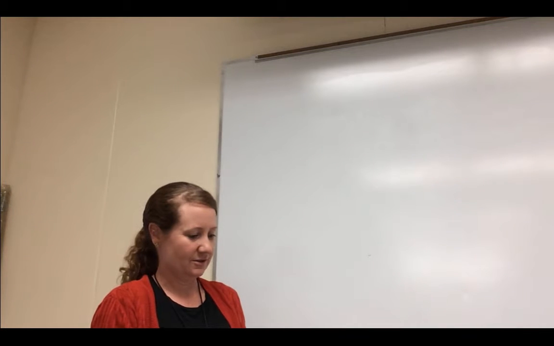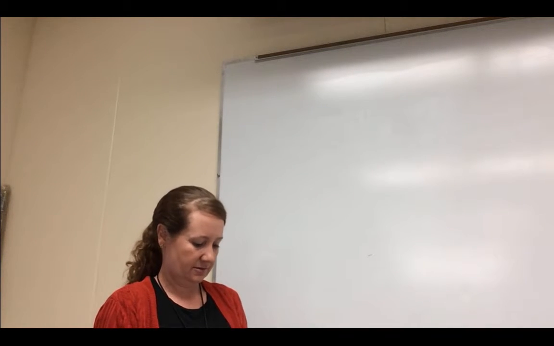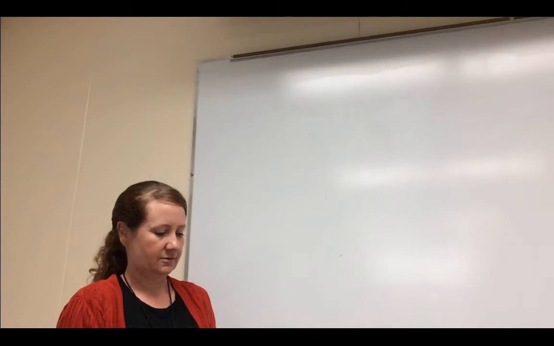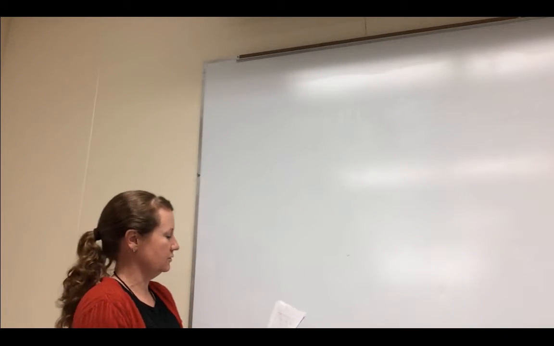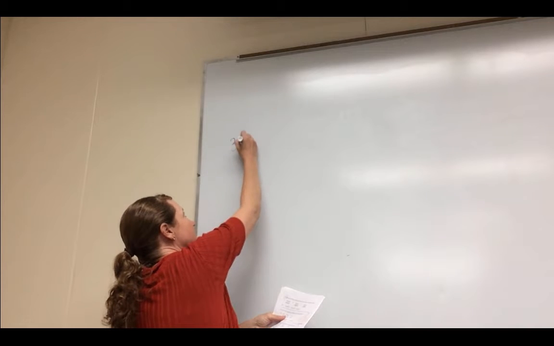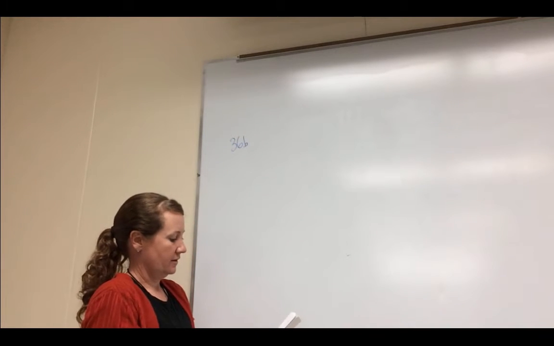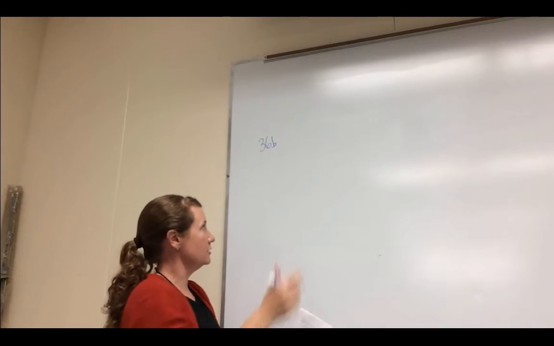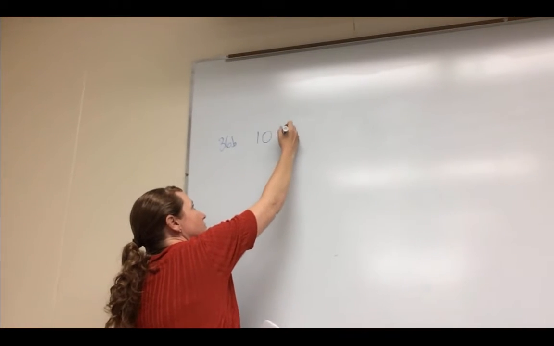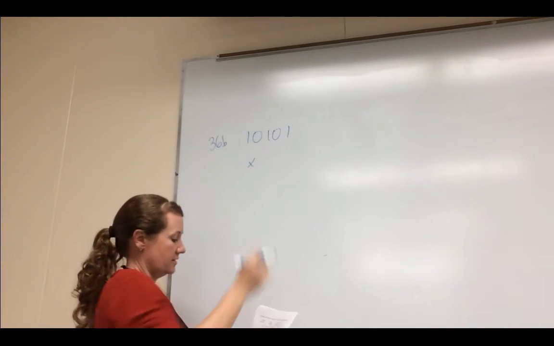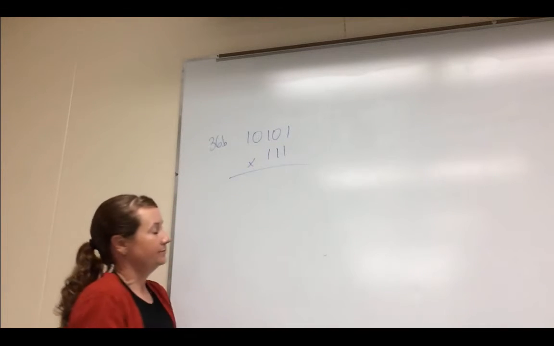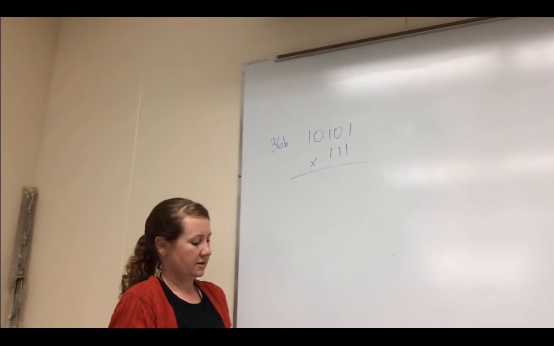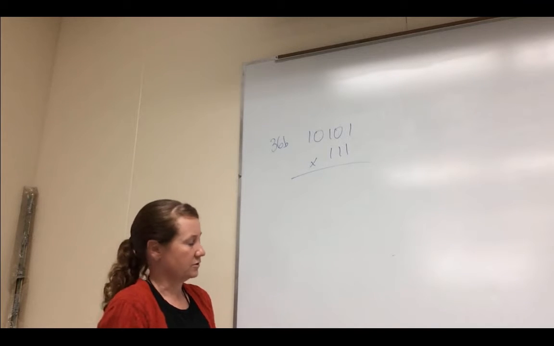So let's see here. We're going to do, was it 36? 36. All right, so we have some multiplication problems. Let's do letter B. So this is 36B. And it says 10101 times 111, which is 7. And it tells us that our answer is 100100011.